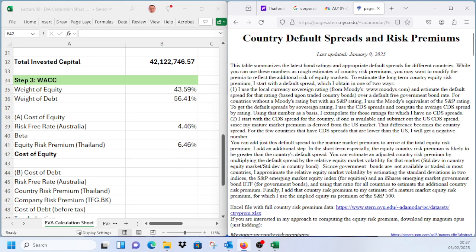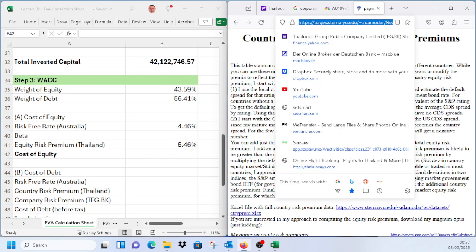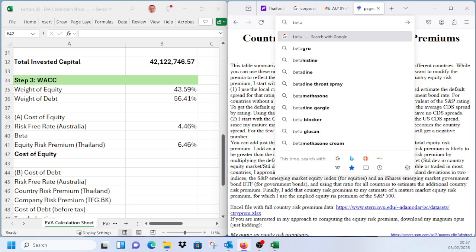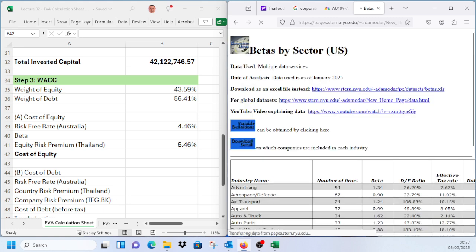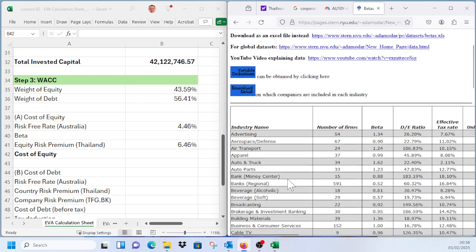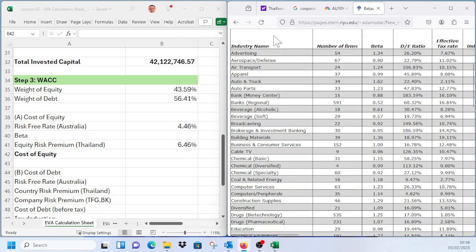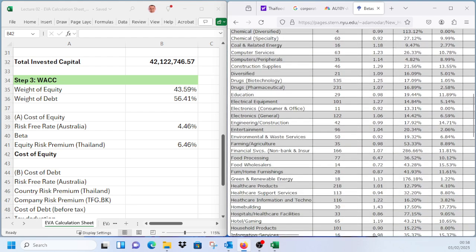And then we need beta. And again, for the beta, we can use NYU. So I use this again here. I type beta and NYU. And then Google gives us here NYU Stern the betas. And as we have established, we are working on Thai Foods Group. Thai Foods Group is a company in the food or in the processed food sector. So here we have all the industries, and in the second column, we see the beta for that industry. So if we scroll down, you see here food processing.